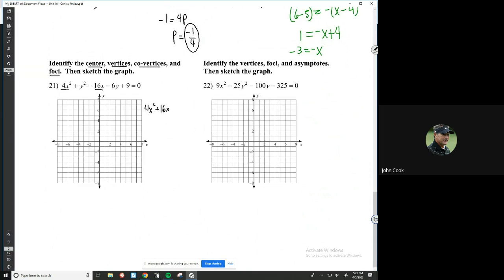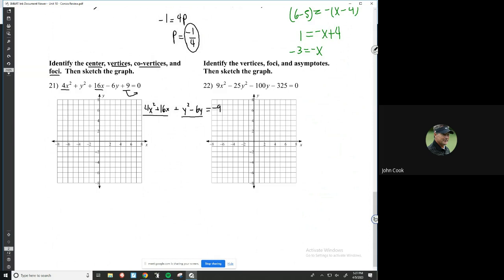And then with the y's, we've got y squared and minus 6y. And just like before, we're going to move any constants like that 9. We'll move it to the other side, so equals negative 9.